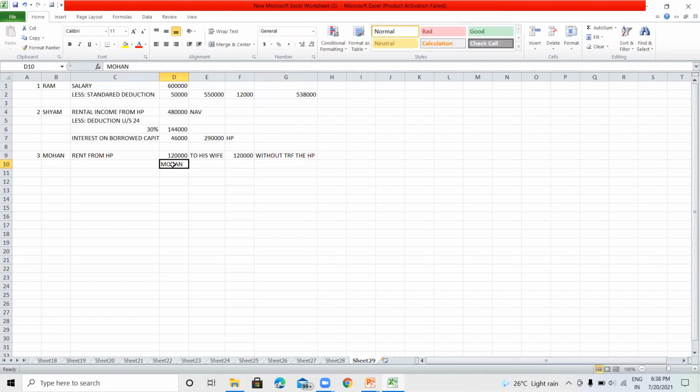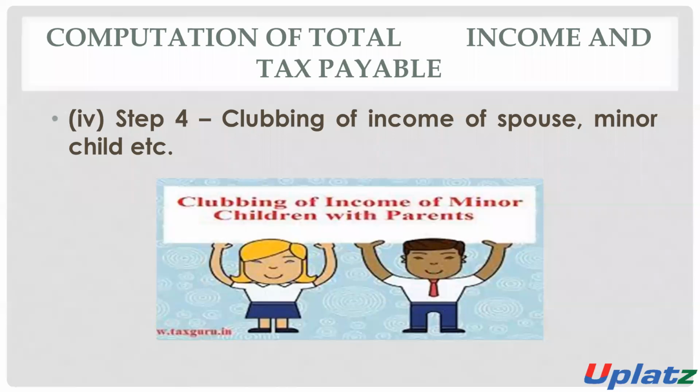If there is a transfer of the house property also, then such income will be taxable in the hands of his wife. But if there is no transfer of house property, then such income will be taxable in the hands of Mohan only. It will not be taxable in the hands of his wife. So this is known as the clubbing provision.